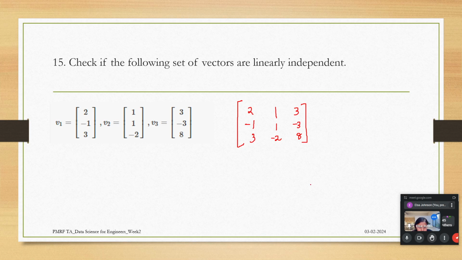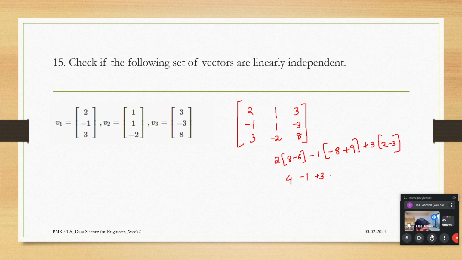So you can find out the answer, right? Just find out the determinant, or find out whether there are any dependencies in the columns. So it will be coming like 2 into 8 minus 6 minus 1 into... minus 8 plus 9 plus 3 into 2 minus 3. So it will be coming like 4 minus 1 plus 3.